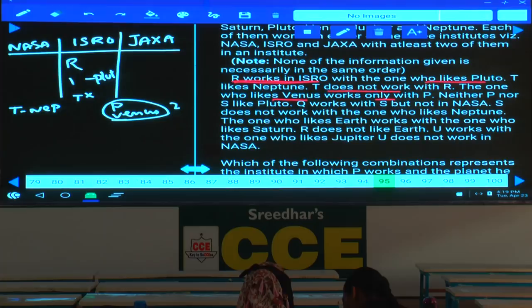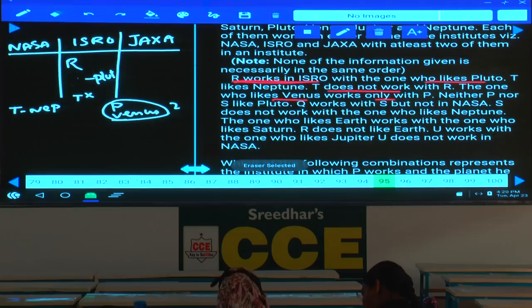If P likes Pluto, then Venus will be R. Is there a chance or not? As of now, I'm not discussing the remaining statements. As of now, P can be in NASA, P can be in ISRO, or P can be in JAXA as well. If P is in JAXA with Venus, there must be only two people.